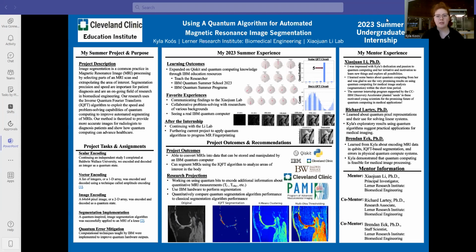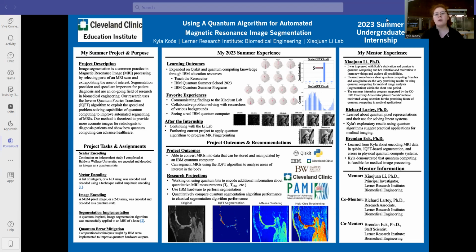I am a physics and math double major from Baldwin Wallace University, maybe 20 minutes south of Cleveland Clinic main campus. And I was placed in the biomedical engineering department, more specifically in the Jiaozhuan Li lab, where this lab focuses a lot of its time on medical imaging.